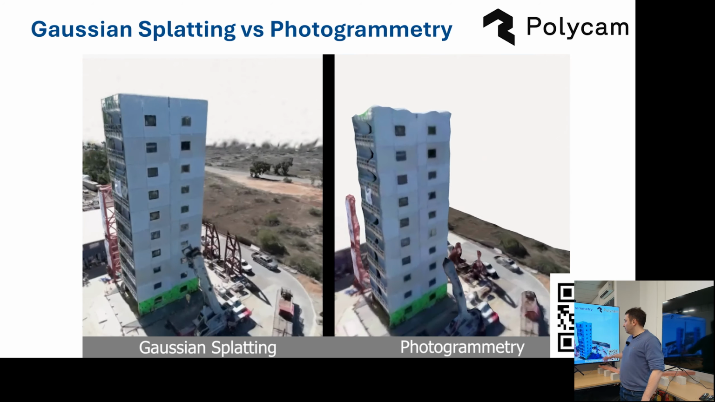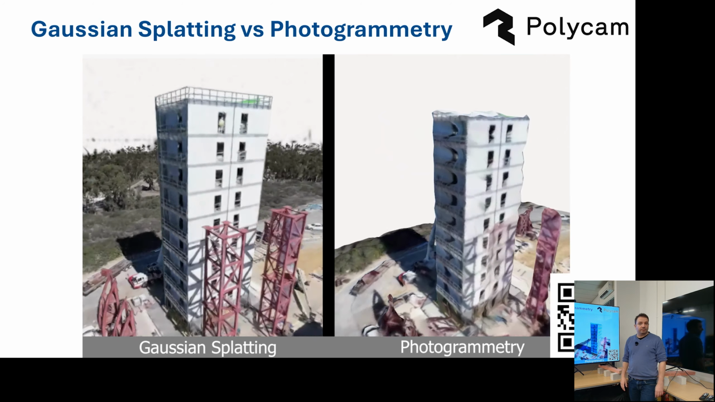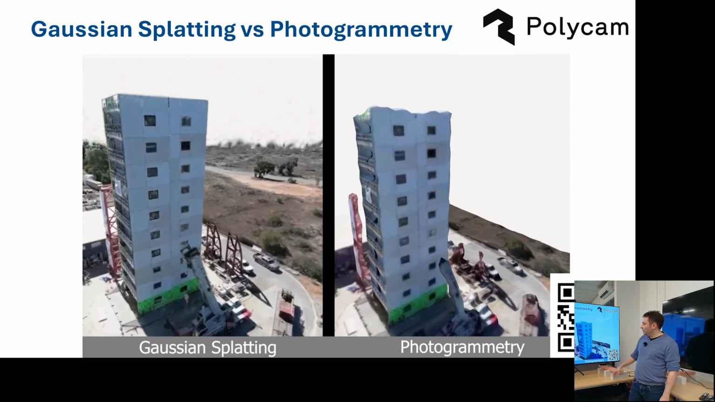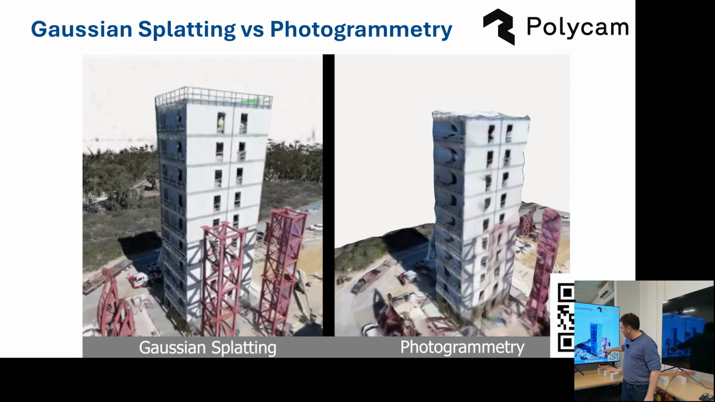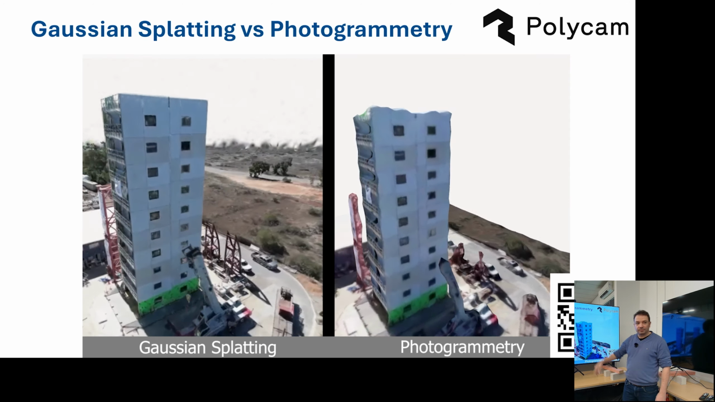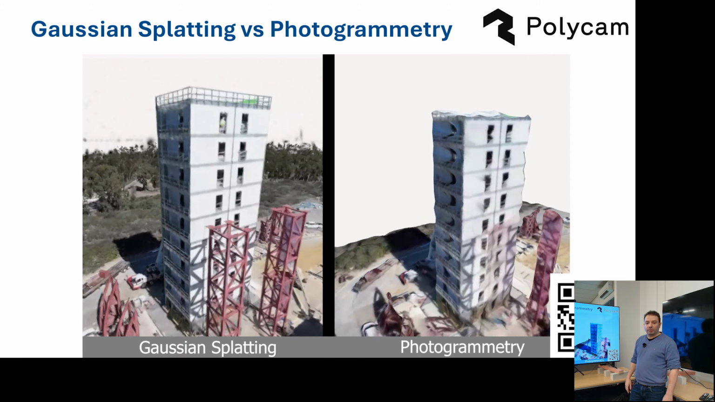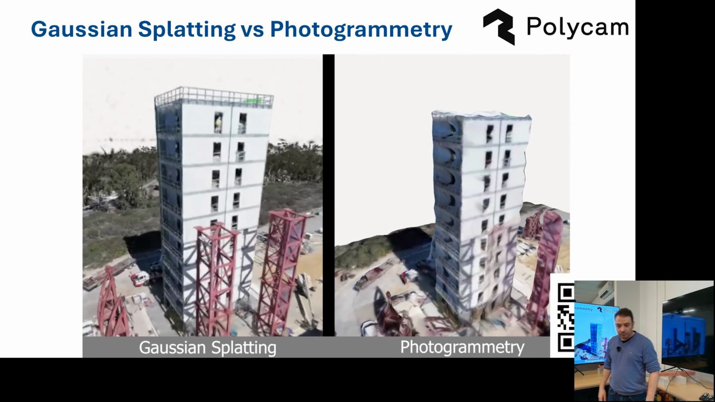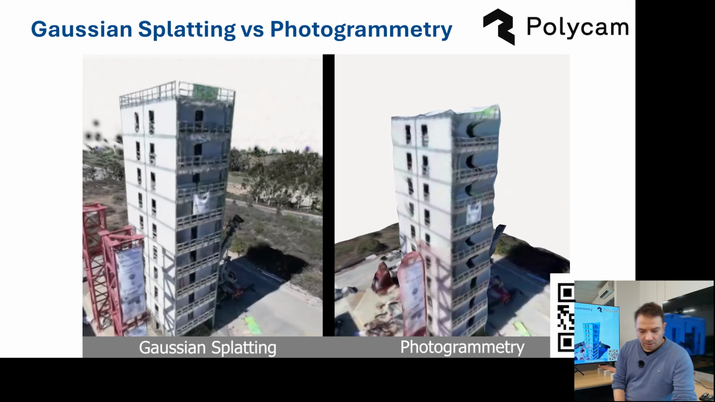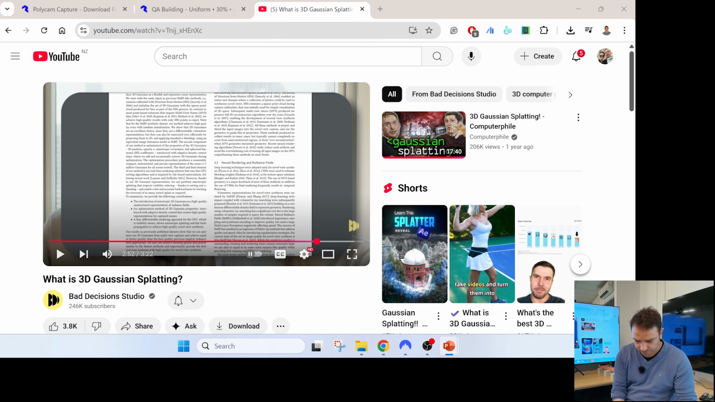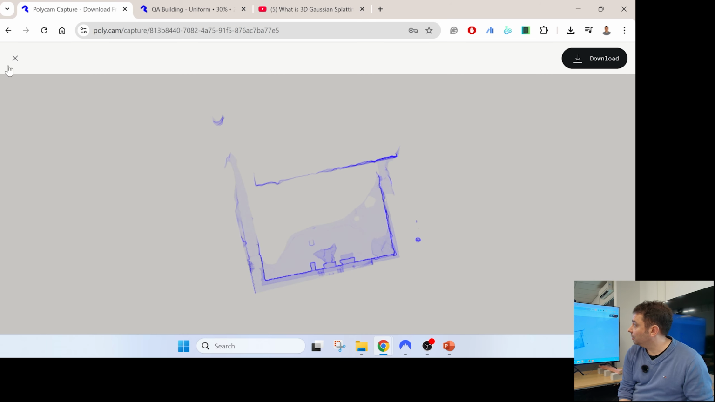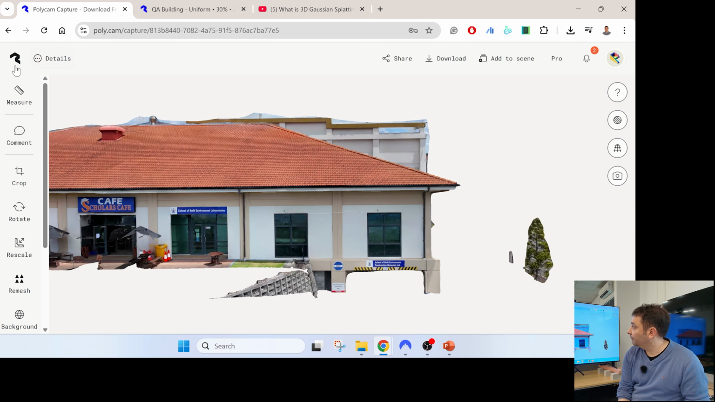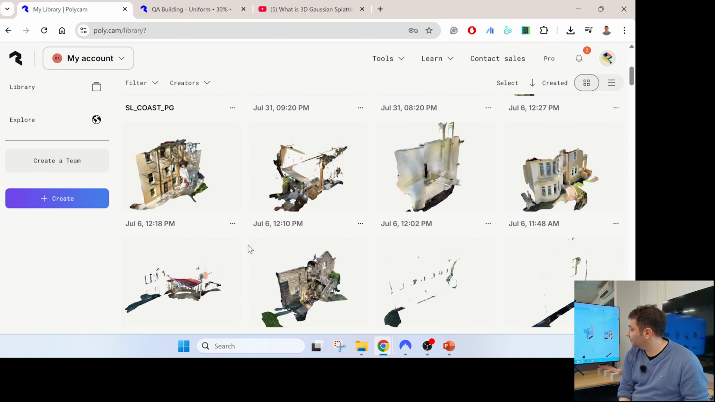Gaussian splatting and photogrammetry. You can see here all the details of all the elements completely gone in photogrammetry. In Gaussian splatting, they are still there. And of course, I did that in Polycam. So I want to show you the results.